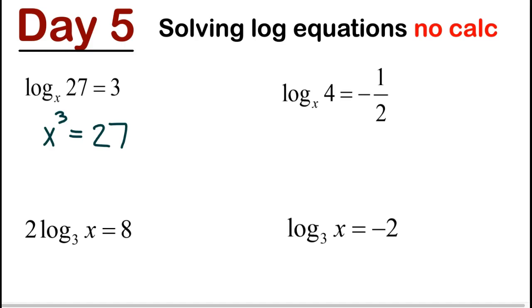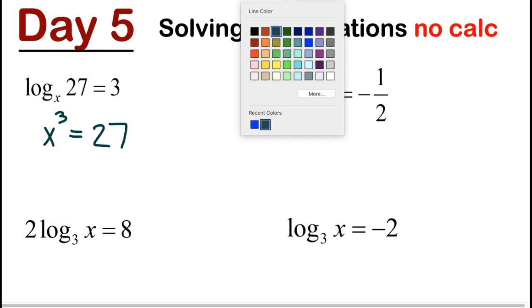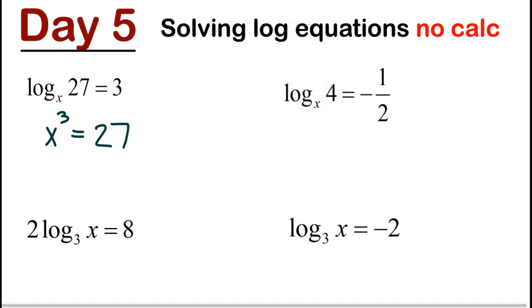So what number, when you cube it, gives you 27? 3, okay? It might not be that easy of a number, so how would we undo it? Let's think about this in a little more specific terms. How would we undo to the third power? Cube root.